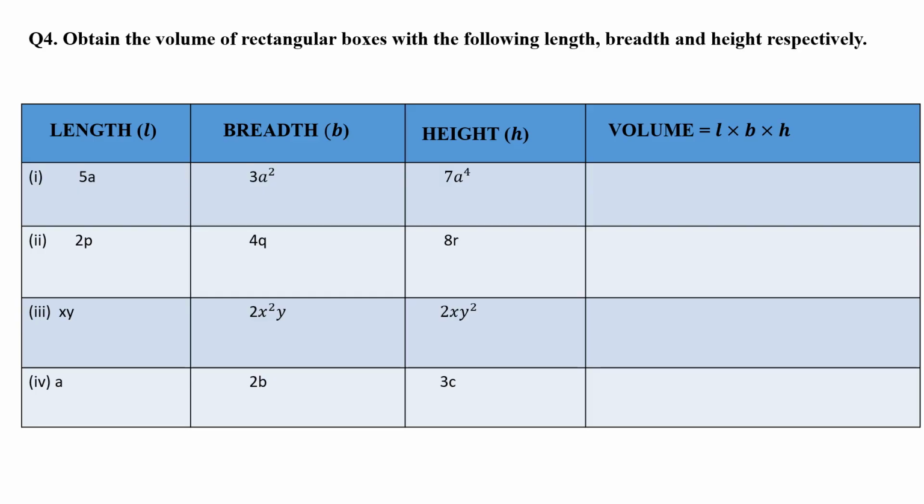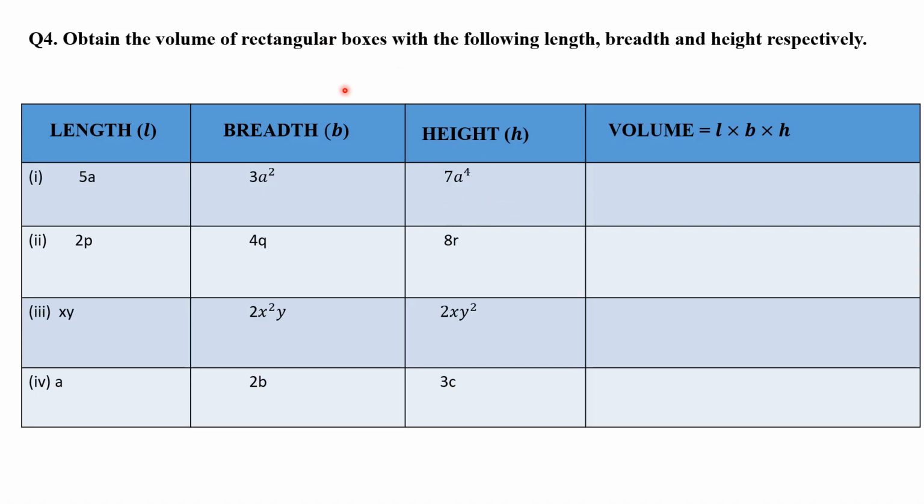Now question number 4. Obtain the volume of rectangular boxes with the following length, breadth and height respectively. So I have written the questions in the form of rows and columns such that it will be easy for me to solve it. So for the first question, length is given as 5a, breadth is given as 3a square, height is given as 7a to the power 4.